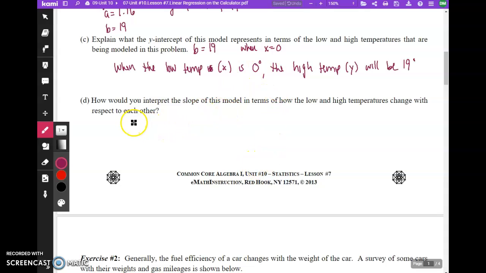Okay, now, how would you interpret the slope of this model in terms of how the low and high temperatures change with respect to each other? All right, so our slope for this one was 1.16. Now remember, slope is really rise over run, change in y over change in x. Now the x is the low temps, and the y is the high temperatures.